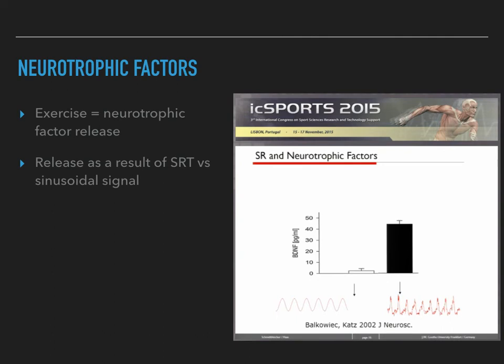Neurotrophic factors. When you do any type of exercise, you get a neurotrophic factor release, and these factors regulate the proliferation, survival, migration, and differentiation of cells in the nervous system. But we can see with this graph that the release is incredibly higher with SRT as compared to a normal sinusoidal signal, which would come from a general vibration plate.